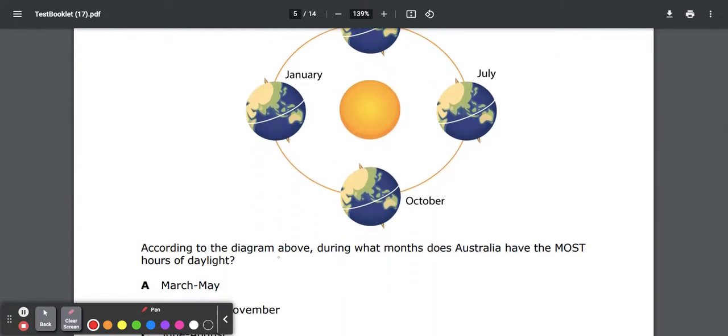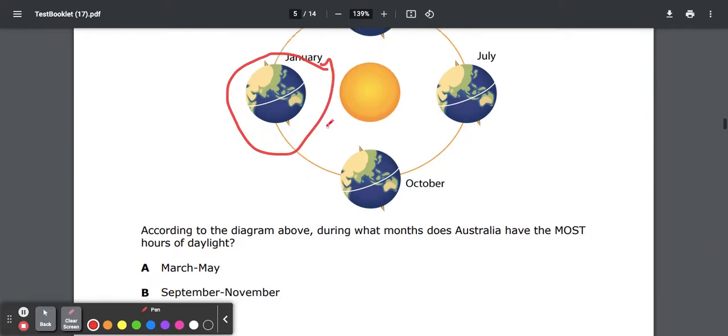All right, it says, according to the diagram above, during what month does Australia have the most hours of daylight? Well, Australia is in the southern hemisphere. And if I have the most hours of daylight, then I'm thinking about summertime. So I'm looking for summer in Australia. So this one would be summer in the northern hemisphere and winter in the southern. So that's not it. And this one is winter in the northern and summer in the southern. So this is the one that I'm looking for. So I'm looking for January.